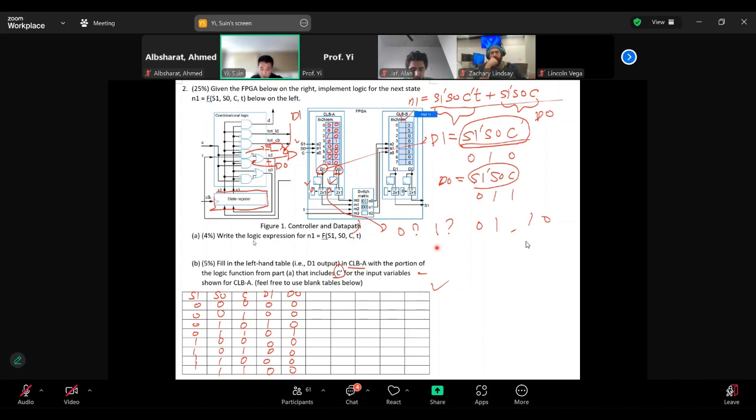Let's try the CLBB. Our final objective is to obtain N1 from the CLBB's left-hand side. So N1 now can be represented as a function of S1, S0, C, T. Now you gotta make this N1 expression as a function of D1, D0, and T, which is D1, T, or D0.